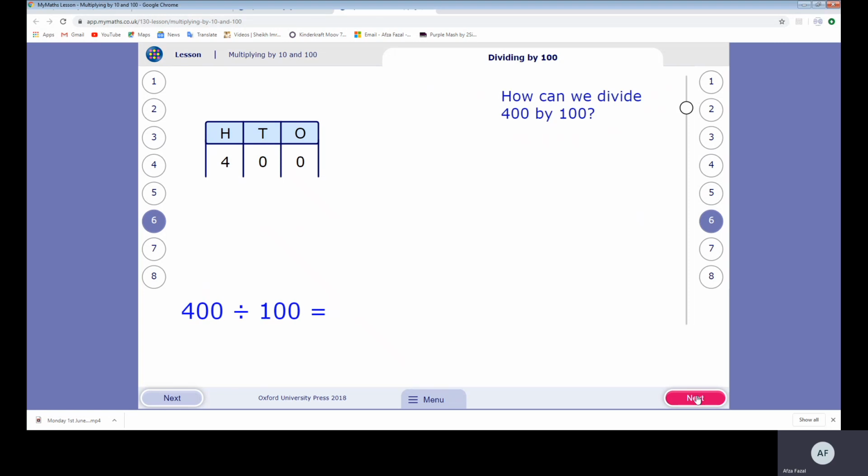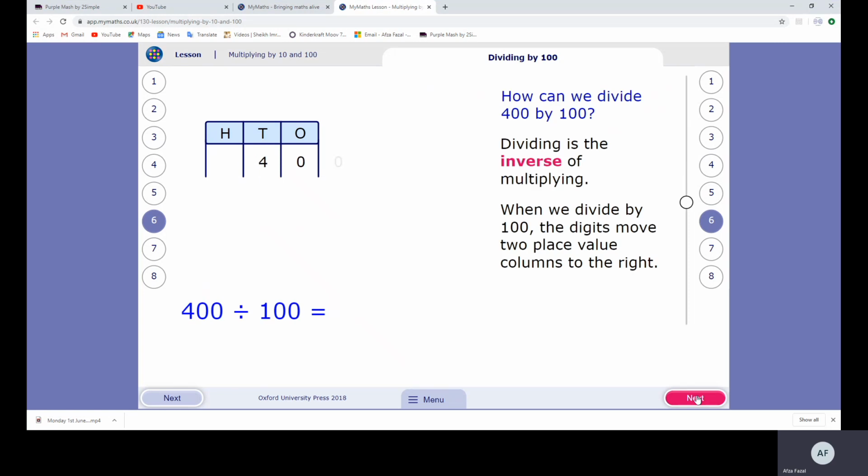When you divide by 100, you're moving two places to the right. Dividing is the inverse of multiplication. When we divide by 100, the digits move two place value columns to the right.